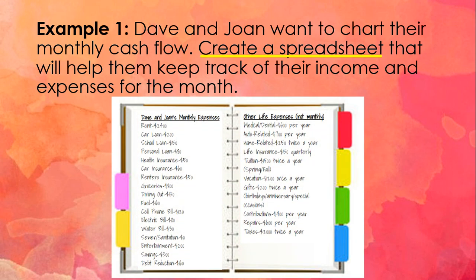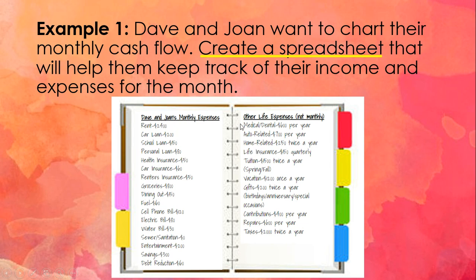So Dave and Joan went ahead and gave us a list of their monthly expenses. They gave us their rent, car loan, school loan, personal loan, car insurance, renter's insurance, groceries, gas, cell phone bill, their utilities essentially, entertainment. They're prioritizing savings. They're also prioritizing debt reduction. And those are all of their monthly expenses.